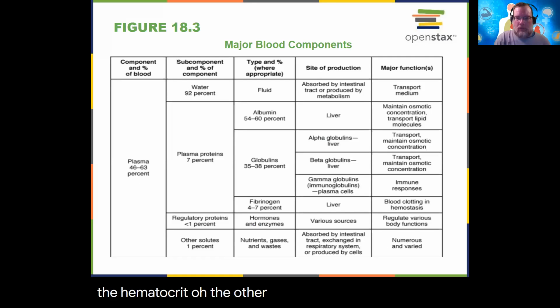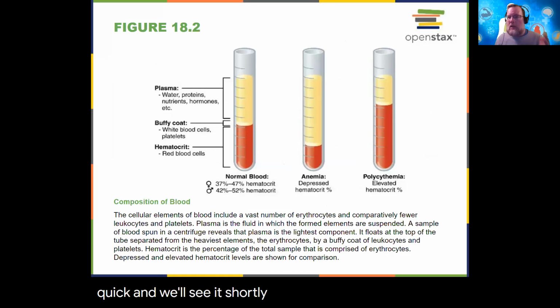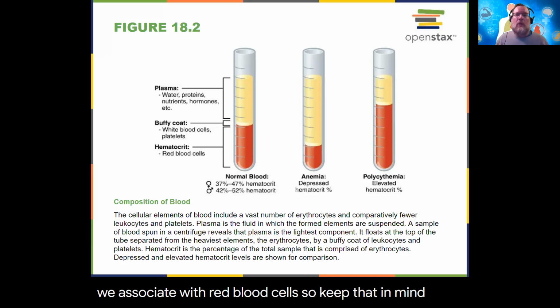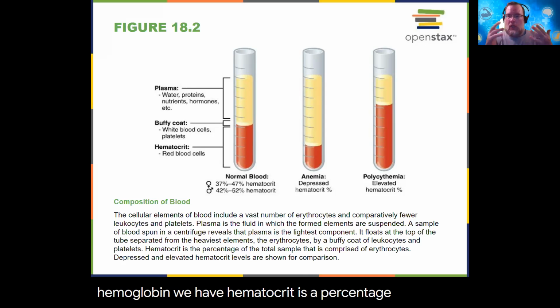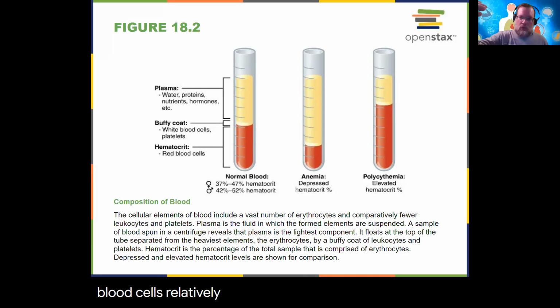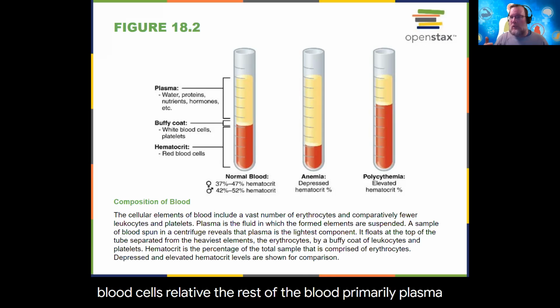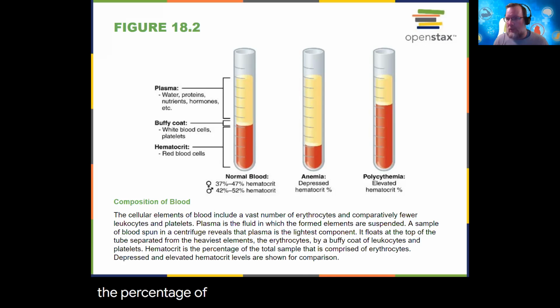Oh, the other thing I wanted to mention real quick, and we'll see it shortly, but hemoglobin is another item we associate with red blood cells. So keep that in mind, because we can also do a hemoglobin number test. So hematocrit doesn't necessarily mean this is the amount of hemoglobin we have. Hematocrit is a percentage of red blood cells relative to the rest of the blood, primarily plasma. So what's the percentage of red blood cells versus the percentage of plasma? Hematocrit is a percentage of, so that's a part of a whole.